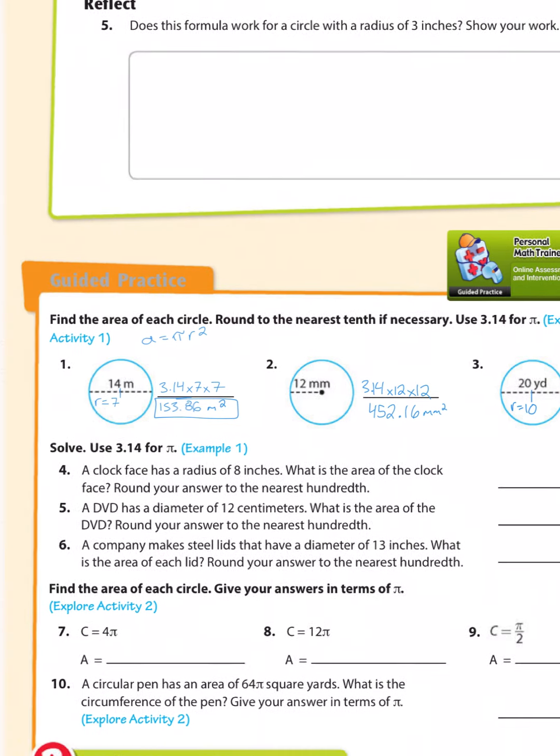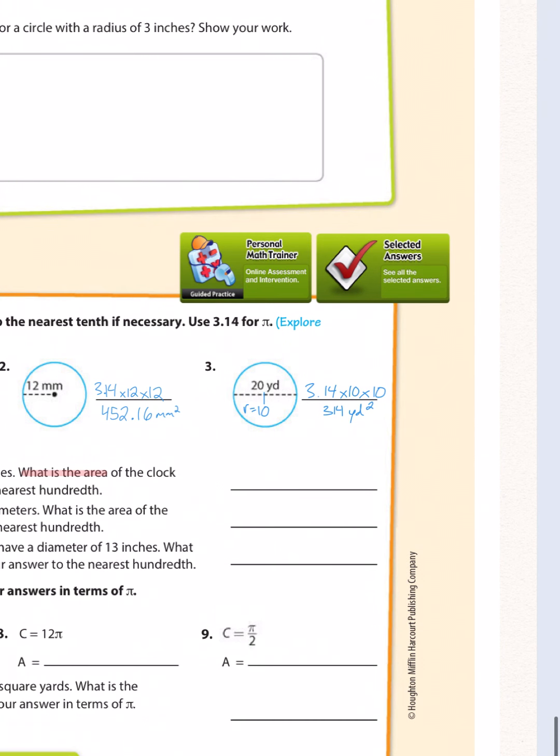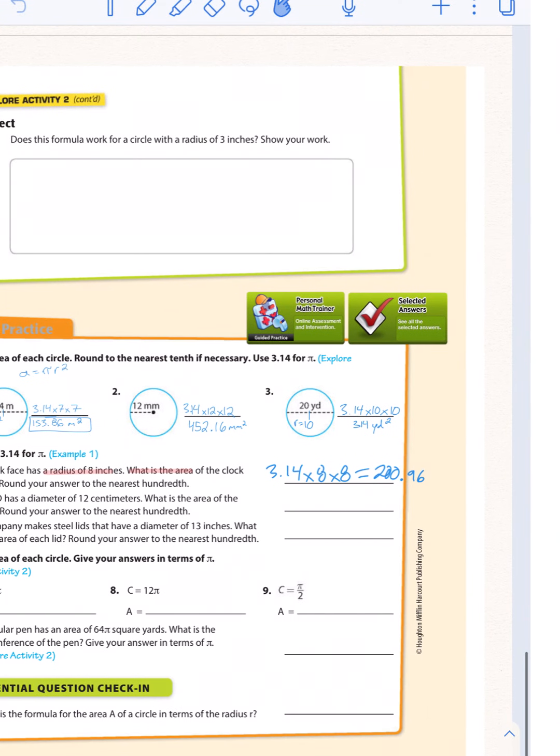All right, we're going to do a couple more problems together. Number 4, a clock face has a radius of 8 inches. What is the area of the clock face? The only info we need here is that the radius is 8, and we're finding the area. So I'm going to use the same formula. 3.14 times 8 times 8. If we plug that into our calculators, we get 200 and 96 hundredths, and that was inches squared.